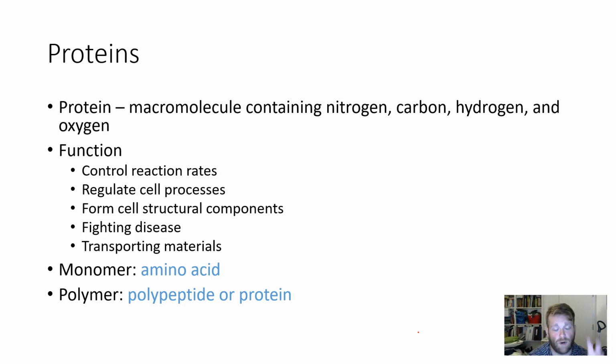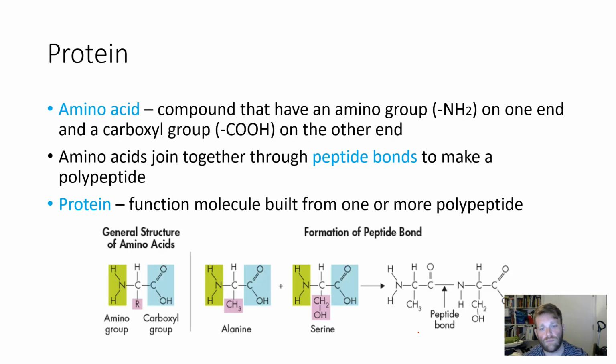So the basic monomer, the building block of all proteins, is known as an amino acid. And the polymer is what we call a polypeptide, which is more than one amino acid in a chain, or a protein, which is the chain that's then folded on top of itself due to electrical interactions, so electrostatics essentially, of these different amino acids. So here let's look at the general structure.